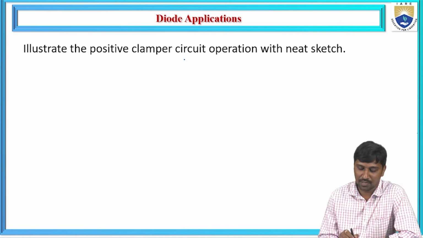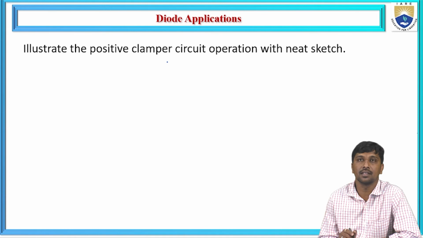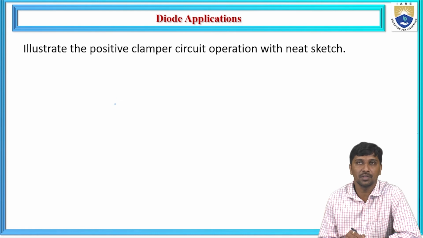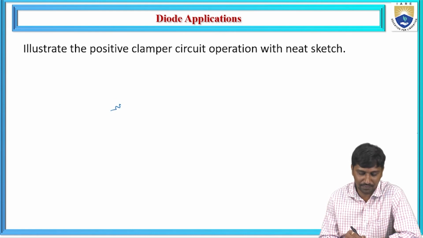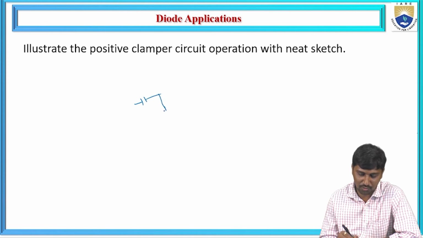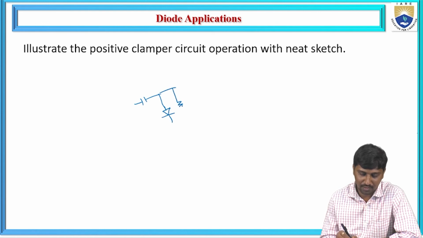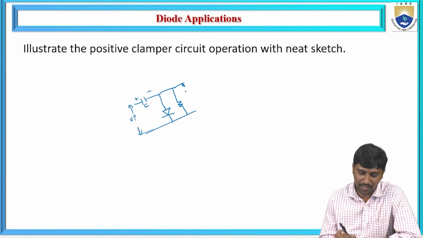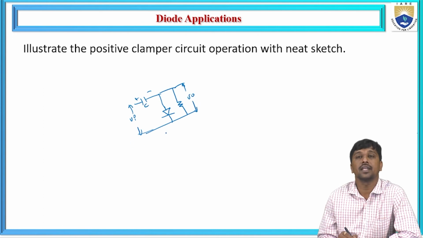Now illustrate the positive clamper circuit operation with a neat sketch. So first you should draw the clamping circuit. Let's take this is a resistor. For this case, the input is passing through the capacitor, and let us take this is first the clamper, negative peak. Then you can apply the Vin. This is the capacitor, and here we are going to take this V. Now draw this clamper circuit.